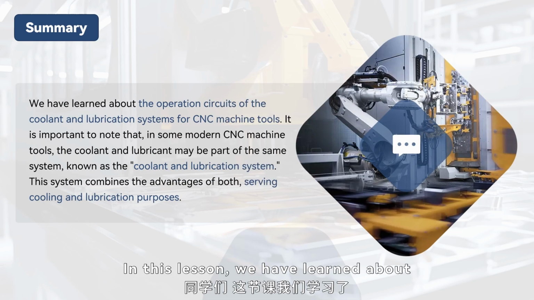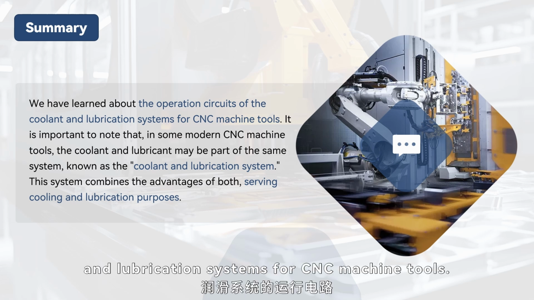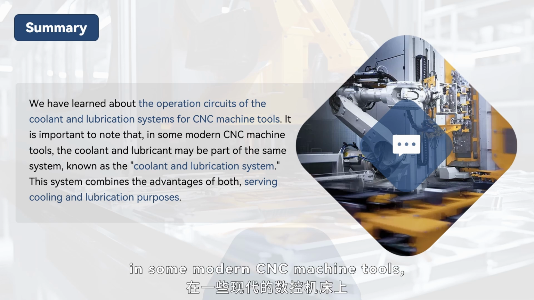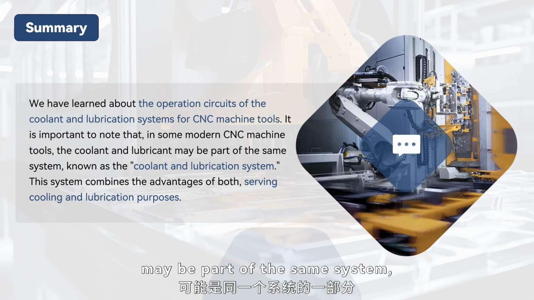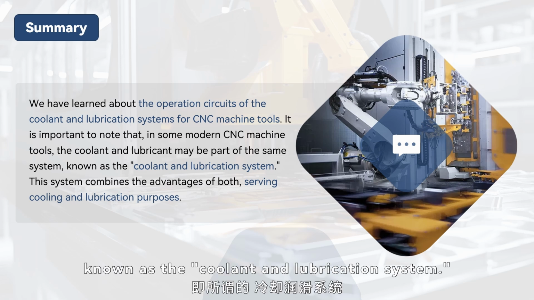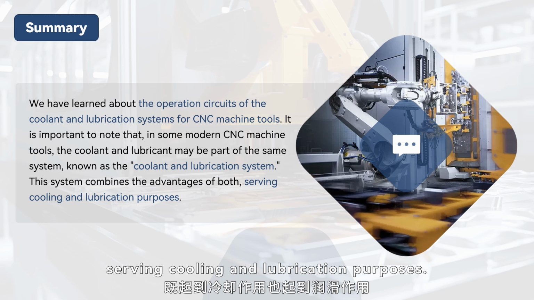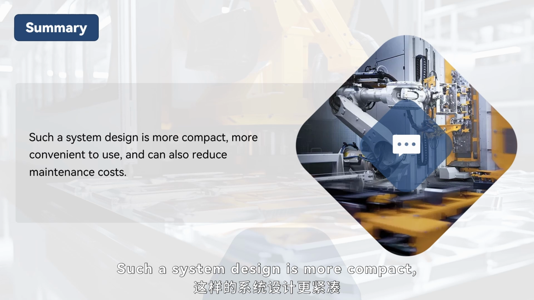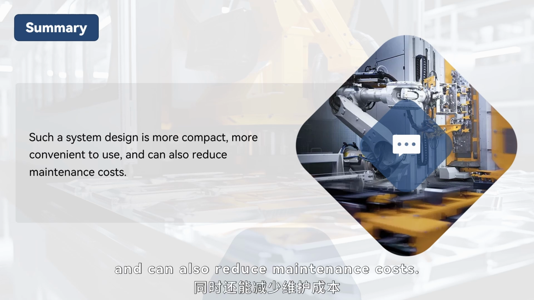In this lesson, we have learned about the operation circuits of the coolant and lubrication systems for CNC machine tools. It is important to note that, in some modern CNC machine tools, the coolant and lubricant may be part of the same system, known as the coolant and lubrication system. This system combines the advantages of both, serving cooling and lubrication purposes. Such a system design is more compact, more convenient to use, and can also reduce maintenance costs.